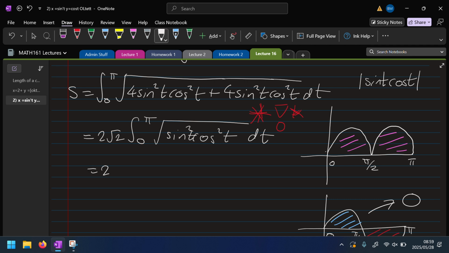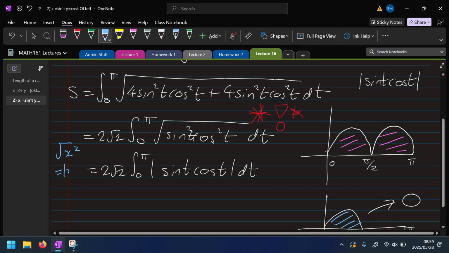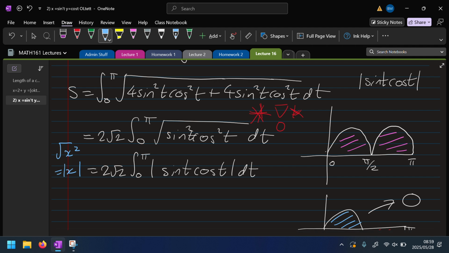Okay, so this will be 2 root 2, integral from 0 to pi, absolute value of sine t cos t dt. Again, I'll just write this on the side here. Root of x squared is absolute value of x. You've seen that before with that root and the x squared.